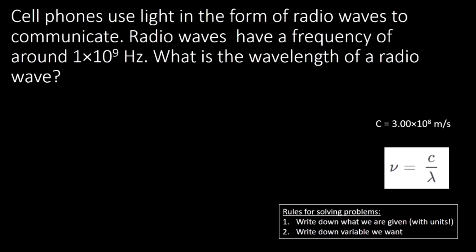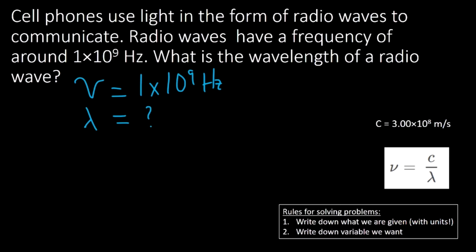So let's once again write down what we know. We know that the frequency is 1 times 10 to the 9th, and its units are hertz. What are we looking for? We know we're looking for wavelength. What are the units of wavelength going to be? They're going to be meters, as we'll see at the end, because our speed of light has meters in it.